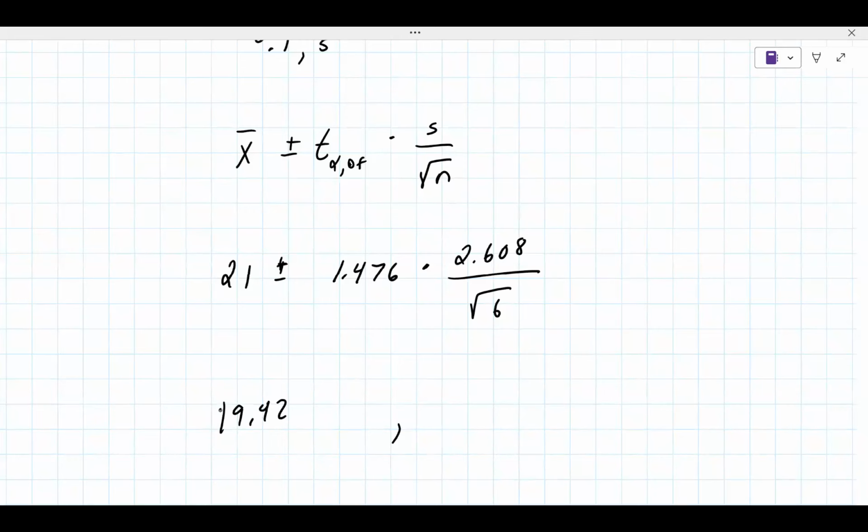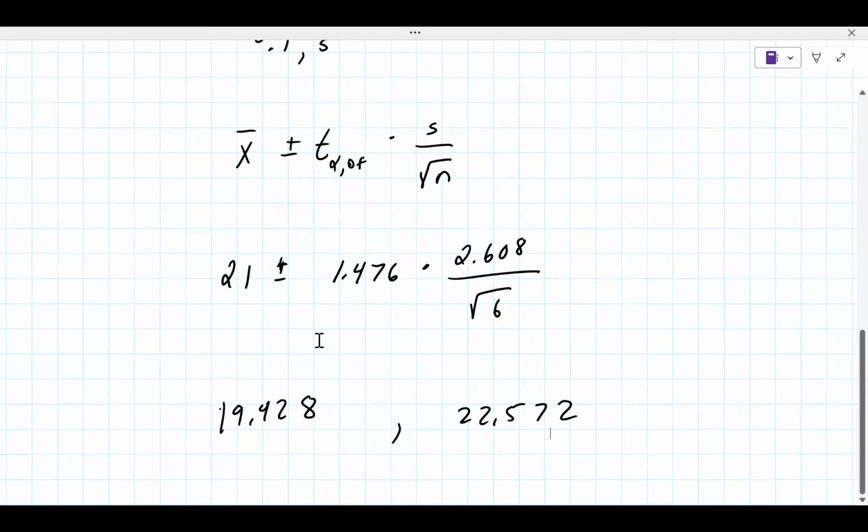3, 4. I don't know what the final answer wants you to round it to. I didn't look that close. Let me look. Three decimal places. All right. Yeah, so I might have wanted to go out a little further on that one. I don't think it'll make much difference, but these are the two limits, 19.428 and then 22.572.